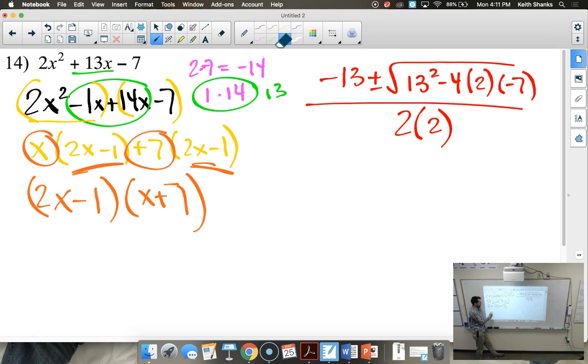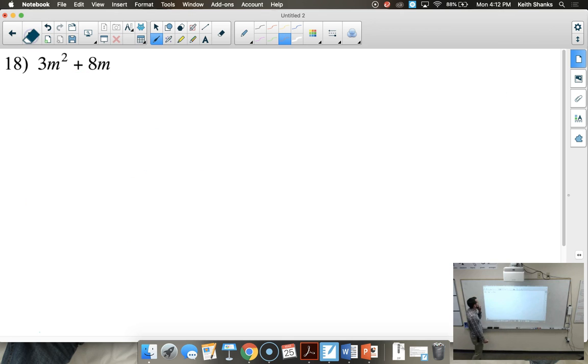And set each of these equal to 0. So x is going to equal 1/2 for this guy, and x is going to equal negative 7 for this guy. Plug this in. Lots of math happens on your calculator, or really carefully by hand. You should get the same answers. Okay? So either one of those options is there for you.